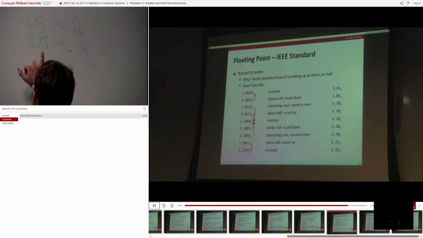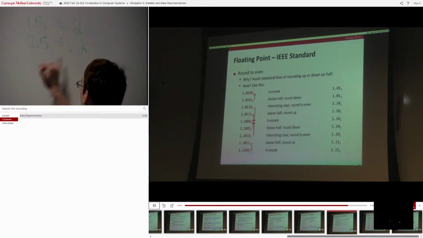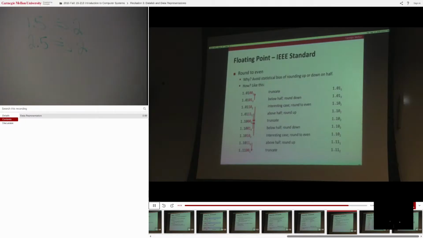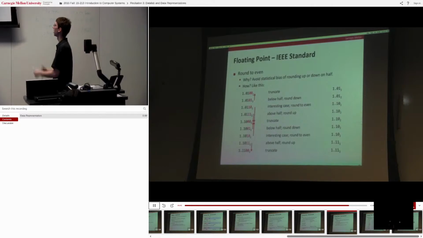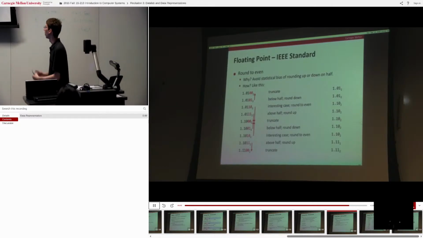Even though the more standard rule of 0.5 just rounds up would round to 3, with round to even you round to whichever side is even. And this is a good rounding scheme. You see here, in the normal cases where you're not exactly halfway between something, you do what you would expect. If you're below halfway, you round down. If you're above halfway, you round up. But when you're exactly in between, you'll round towards whichever number is even.